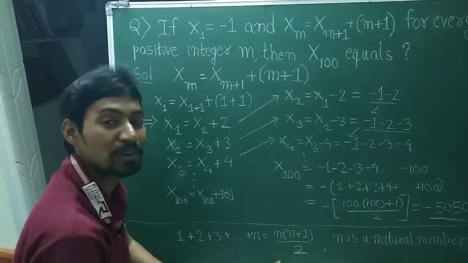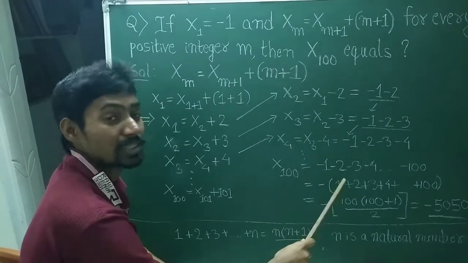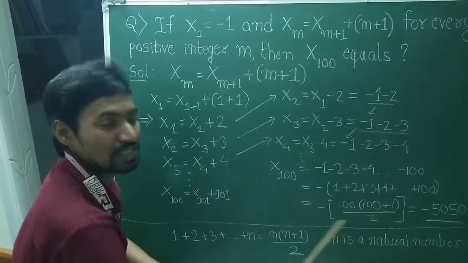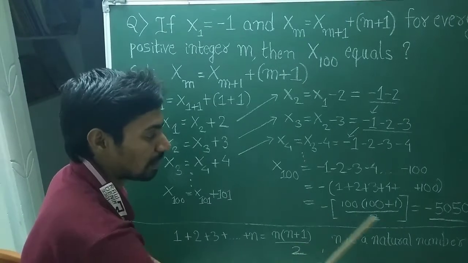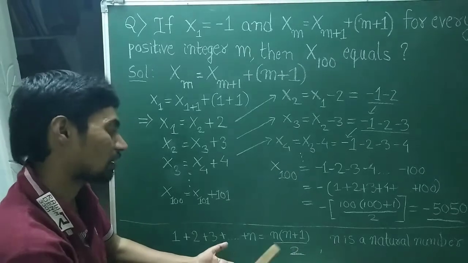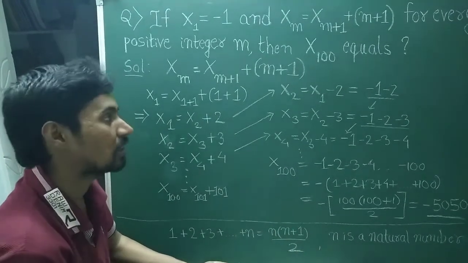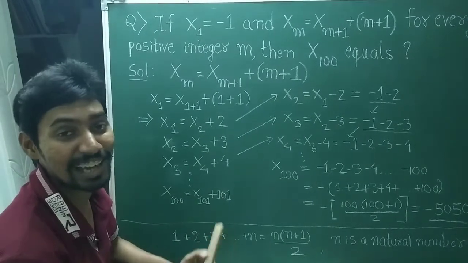In an examination, if you don't remember this formula, you can simply add it if you want to waste time, or try some logic like this to make your addition simpler. And finally the answer is minus 5050. This is the generic formula, as you have known, the sum of n natural numbers, n into n plus 1 by 2. Actually this is a CAT question.